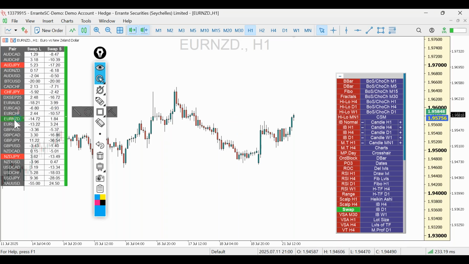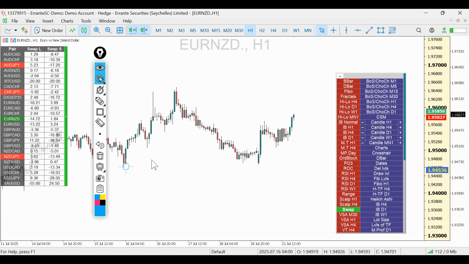Like if you are looking to go long in the Euro NZD, for example, what happens over here is that if you go long right now, you will be subject to a payment of like $14.72. But if you go short, you will receive 1.84. So wait for this to go to a positive side, and then you can take your entry, even if there are many occasions in which you have the same direction. So that is a good one.